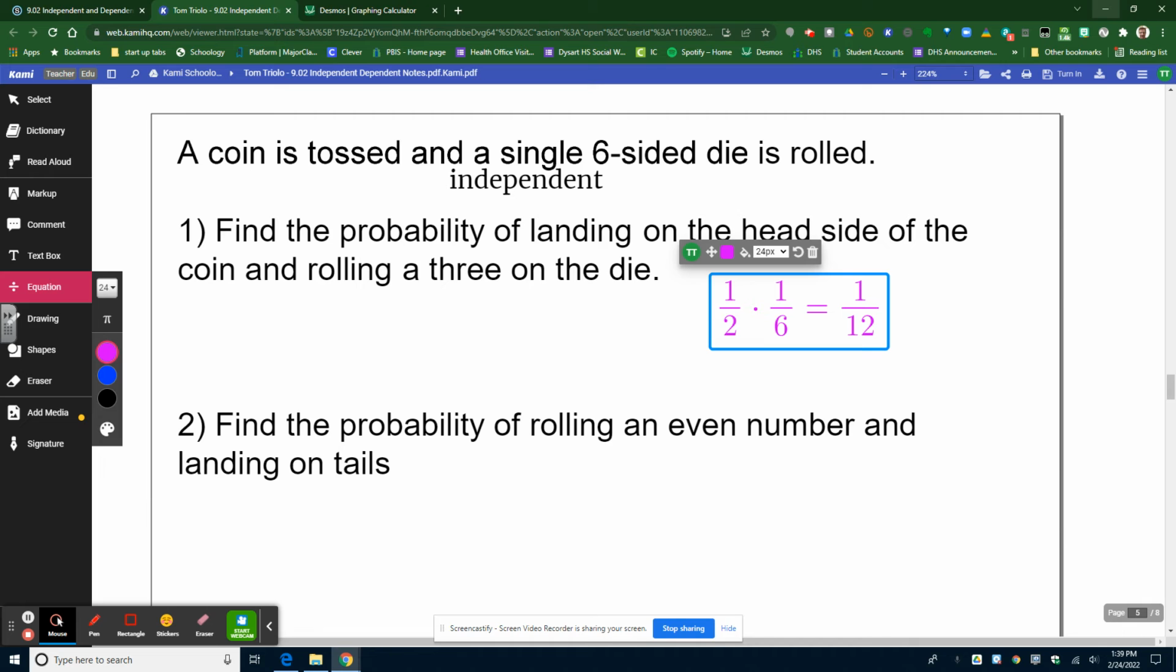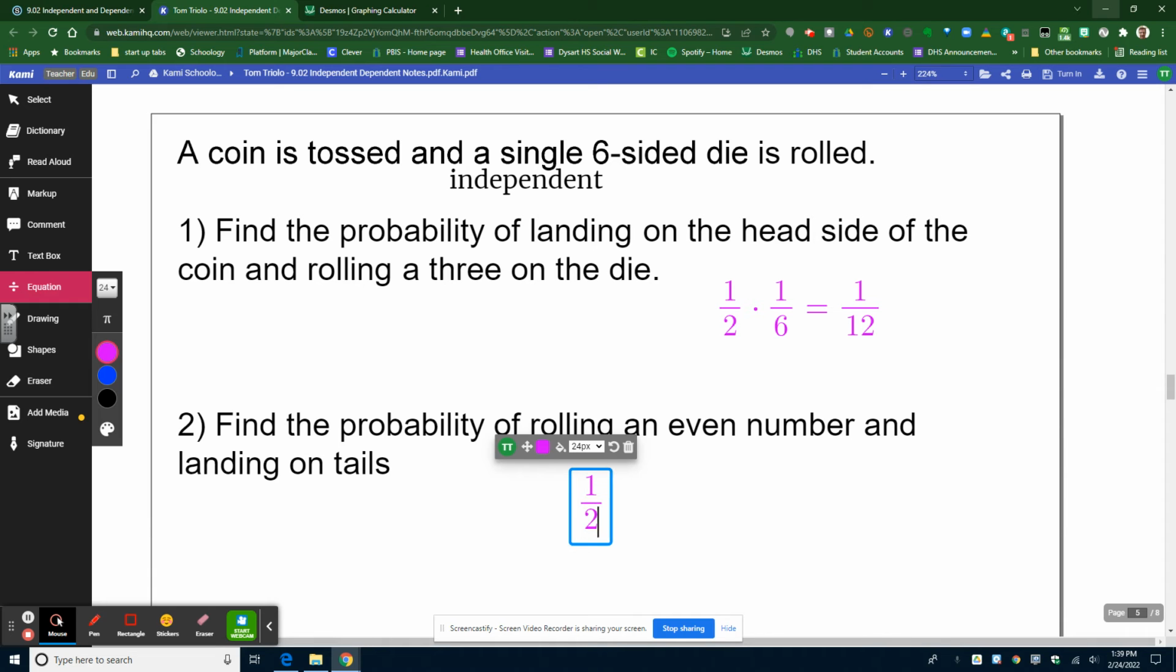Okay, probability of rolling an even number. How many evens are there? 3 out of 6 or a half, because we only have evens and odds on a die. There's no numbers with fractions and stuff. So half for the die, and tails also a half, so 1/4.